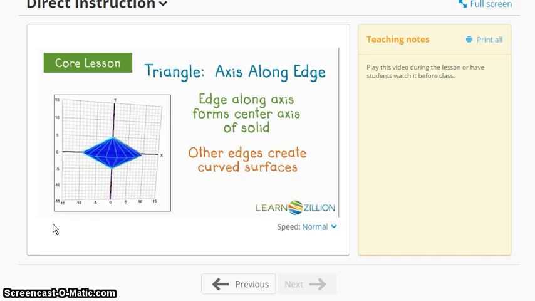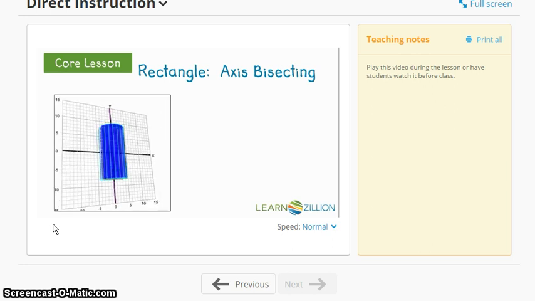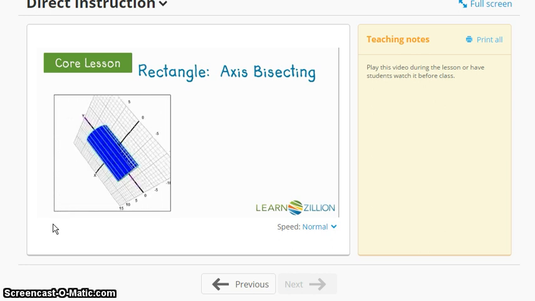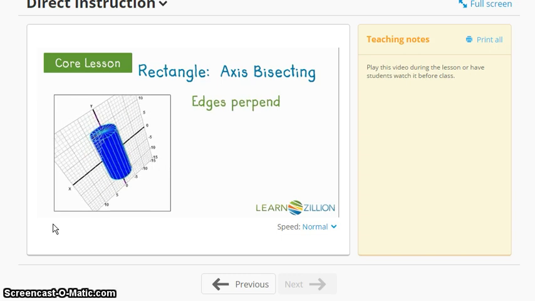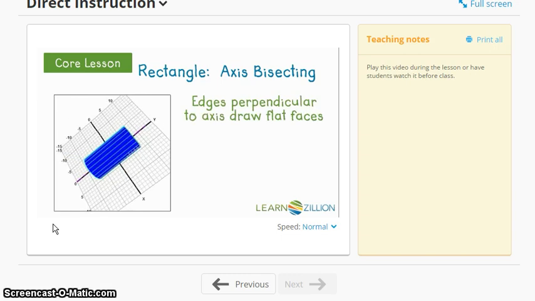Let's try this with a rectangle. Watch this rectangle rotate and pay attention to what surfaces are created. Do you notice what's happening? The edges that were perpendicular to the axis of rotation rotated, drawing out flat surfaces. The edges that were parallel to the axis drew curved surfaces. This rotation created a cylinder.